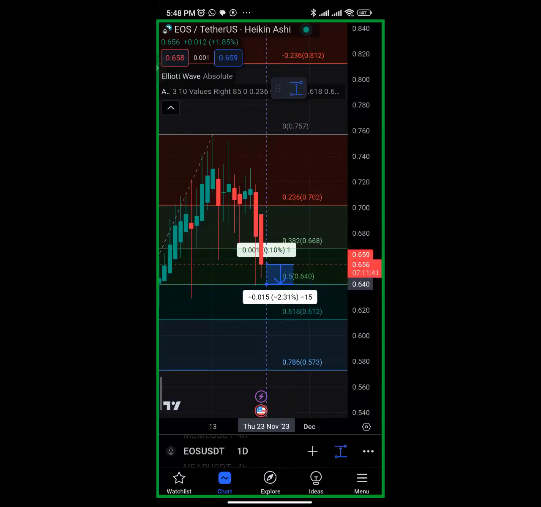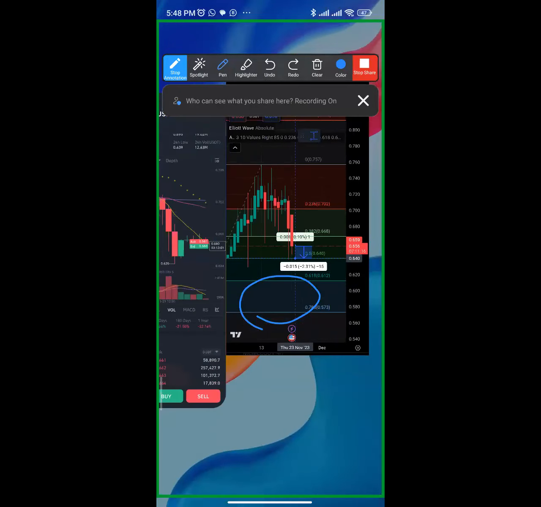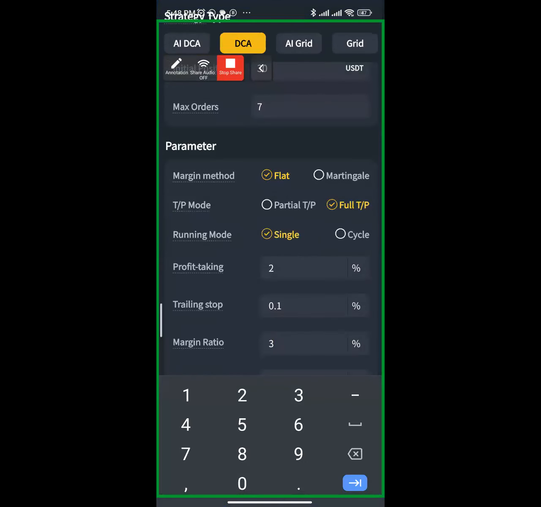All right. So we can see 2.3%. Do you see that? So from the current price to the 4 hours all-time low for the 4 hours, it's just 2.3%. So I'm good to go. All I need to do is I just come to my Apollo bot and I say, okay, my margin ratio. I can just do 2%.